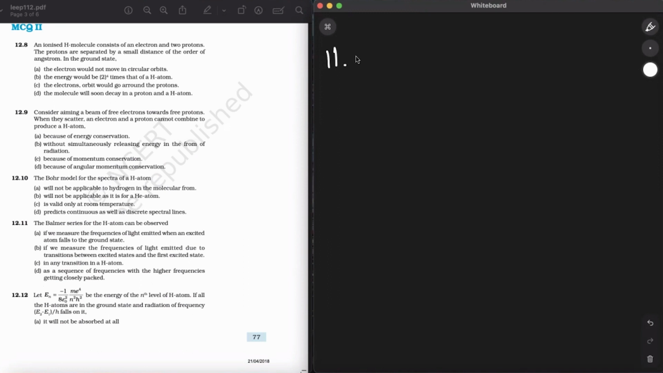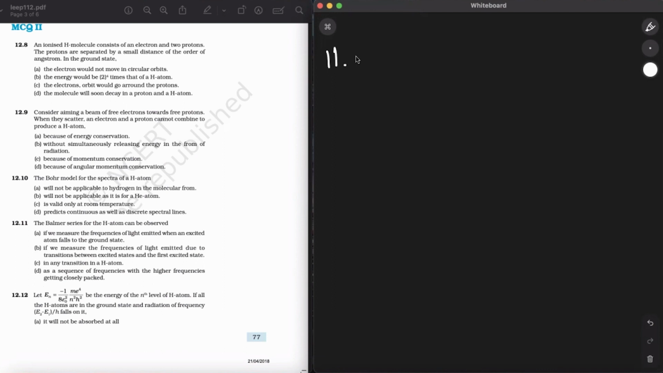Now option B. If you measure the frequencies of light emitted due to transition between an excited state and the first excited state, yes, this is true. This statement is correct because the Balmer series can be observed only when the light is emitted due to the transition between a higher energy state directly to the first excited state. So option B is correct.